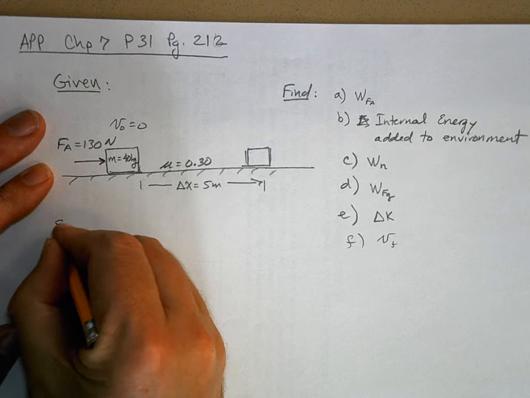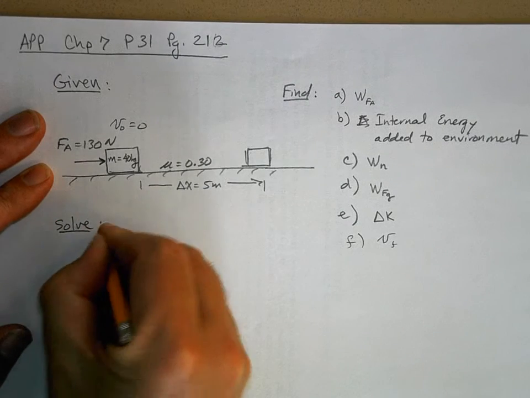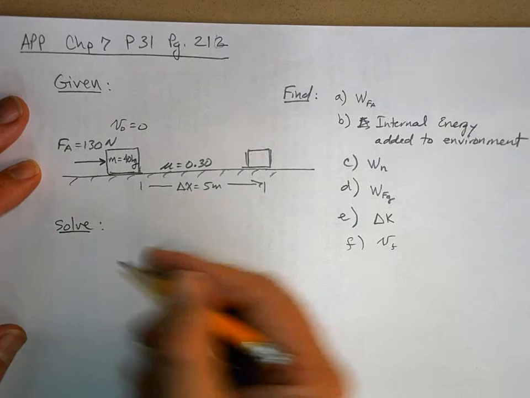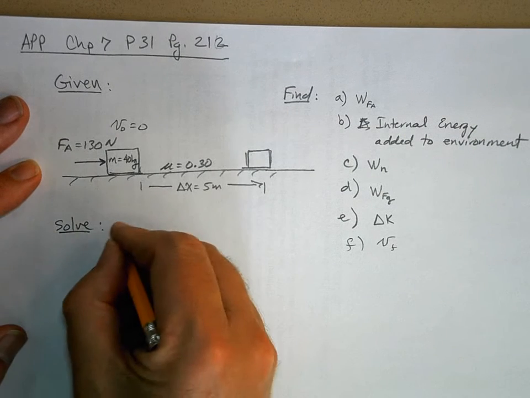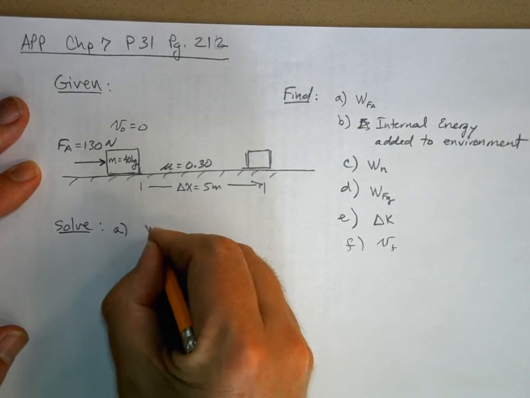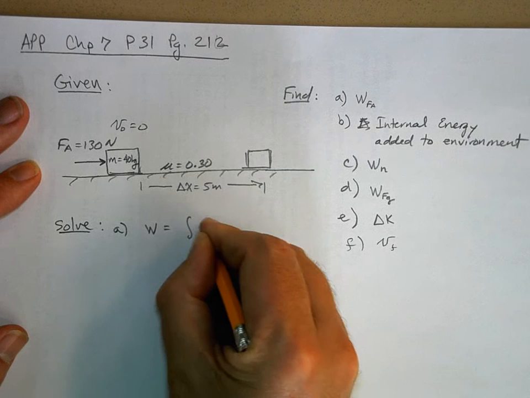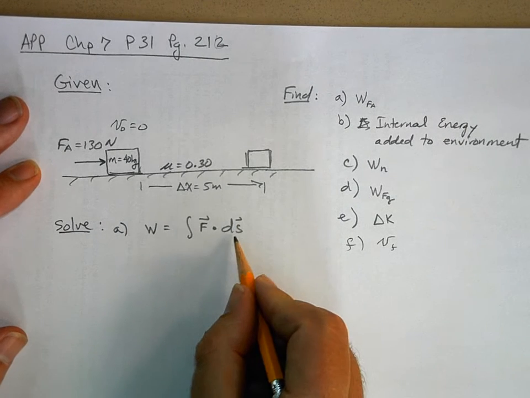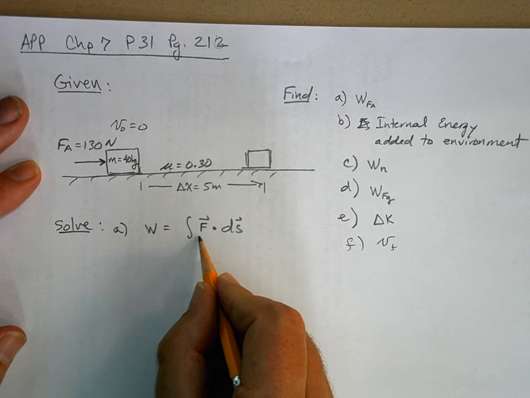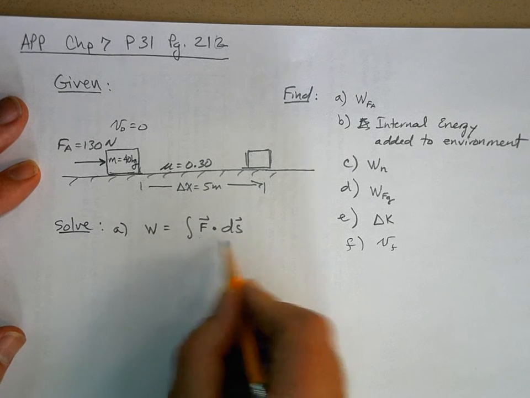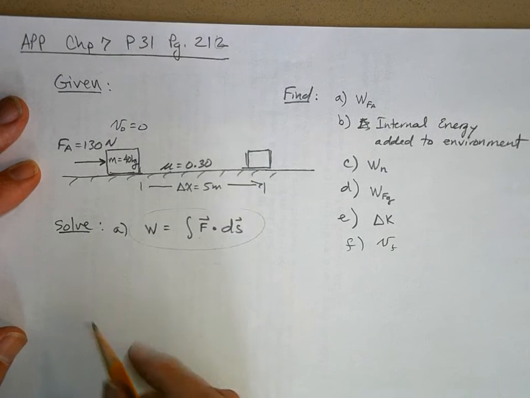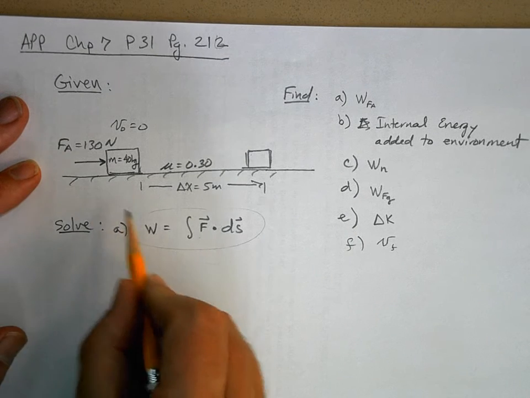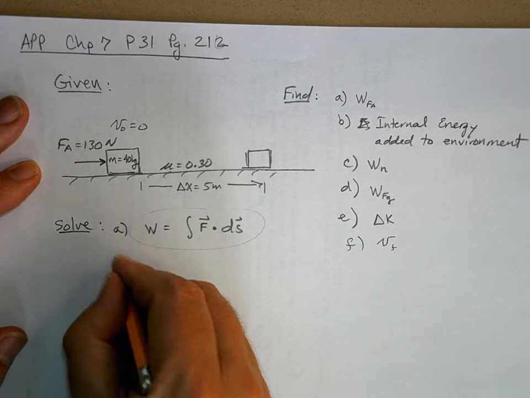So let's solve this. I want to know how much work was done by the applied force. Well, I'm going to start here. This will be silly, but work equals the integral of F dot ds. ds is the path, and F is the force that we're looking at. This is the general formula for work. Now I'm going to apply it to this situation, the work done by the applied force.